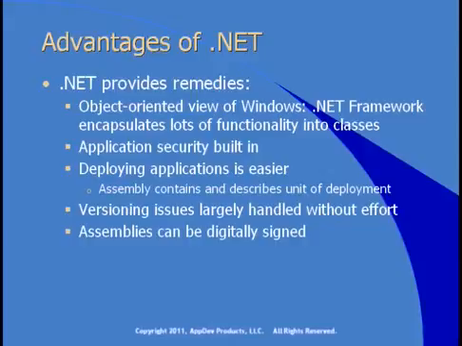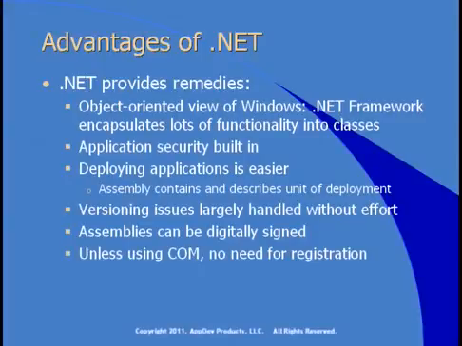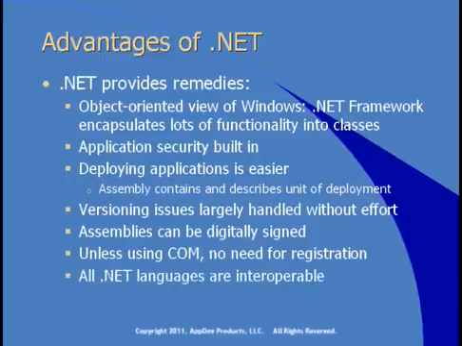Assemblies can be digitally signed. Using Authenticode as one of the options, you can see, or users can see, who authored the application. This helps users make intelligent decisions about which applications are safe to install and run. And unless you're using COM, and you can, although we won't cover that in this course, there's no need for registration. You don't need to write things to the Windows registry in order to run your applications. Now you can if you want, but you don't have to work with COM and the registry.